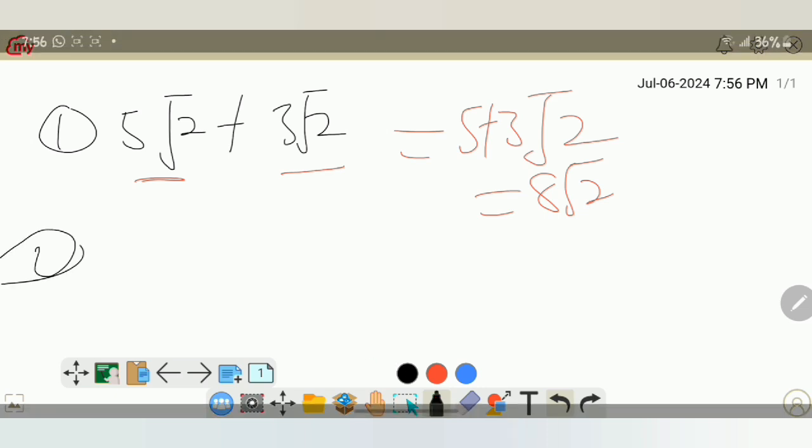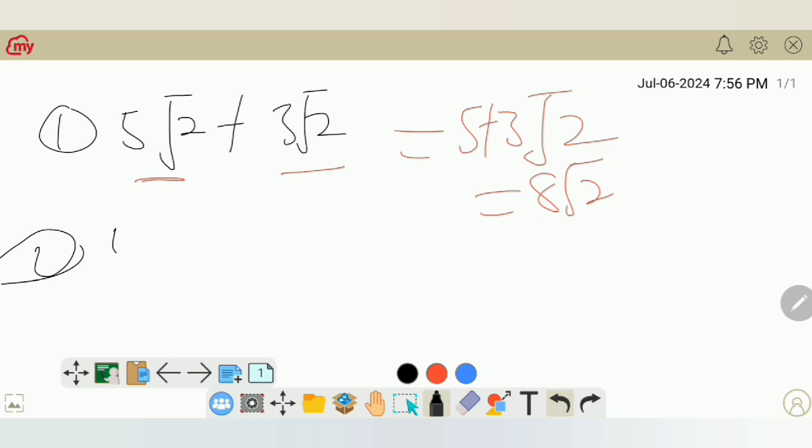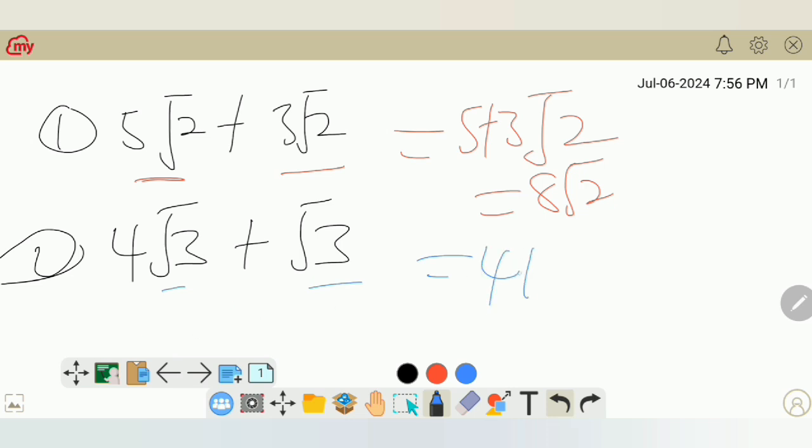Example 2. What about 4 root 3 plus root 3? Are they alike? Yes, they are alike. Root 3 and root 3 are alike. So this is equal to 4 plus 1 root 3. And this is equal to 5 root 3. Note, the coefficient of root 3 is 1. But because it is 1, we don't really write it. So take note of that.